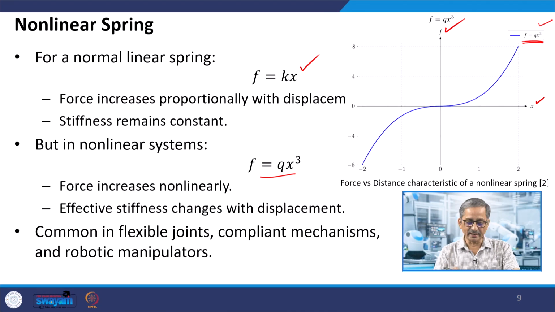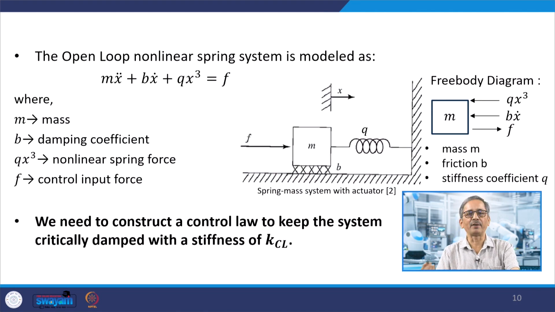In this case, the force will increase nonlinearly, and the effective stiffness will change with displacement. This type of behavior is common in flexible joints, compliant mechanisms and robotic manipulators. So this is what I was talking about. We have a spring, a mass, and friction which behaves as a damper. This is the reference direction x1.